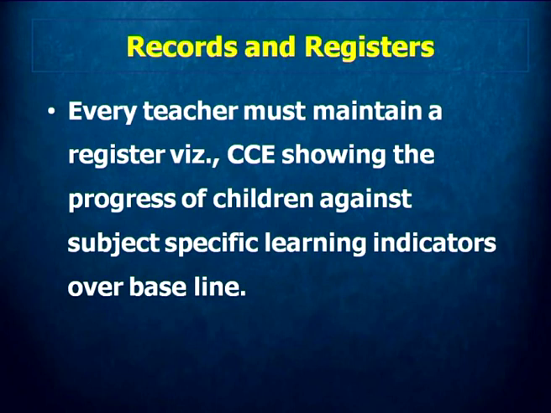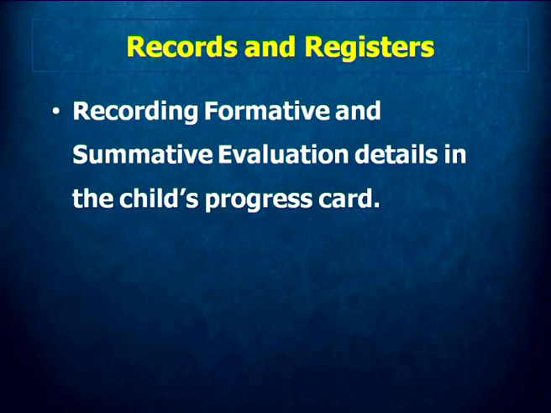And every teacher must maintain a CCE register showing the progress of children against subject specific learning indicators over baseline. So, there are 3 registers. One is an individual register for each child, that is called the CCE register completely, and the second one the teacher maintains for subject wise record, and school wise record. These 3 records should be maintained, recording formative and summative evaluation details, the child progress card. This is very important.